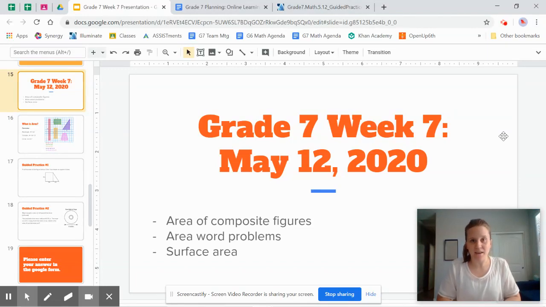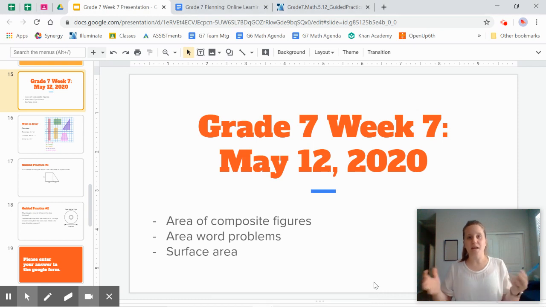It is May 12th, and today we are switching gears, still working on geometry, but no longer working on those proportional relationships in geometry having to do with scale factor, scale copy, and scale drawings. Instead, today we're really focused on area. We're going to be working on area of composite figures. Do you remember what composite figures are?